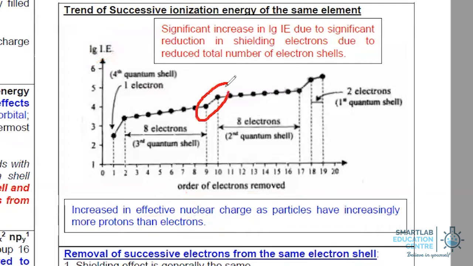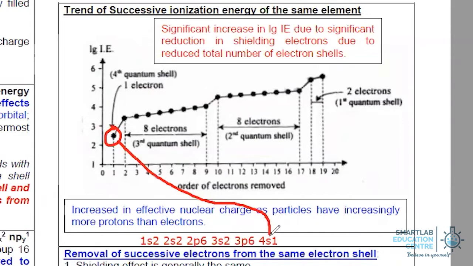However, we notice there's actually a jump when a certain number of electrons are removed. You get a significant increase in the log IE. The reason for that is you are now removing electrons from the inner electron shell. Let's take a look at the electronic configuration. The first thing to bear in mind is that when you start removing electrons, you are removing an electron from the 4s subshell. When you remove an electron from the 4s subshell, the shielding effect is provided by the electrons inside the first 3 electron shells. So we expect the ionization energy to be low.